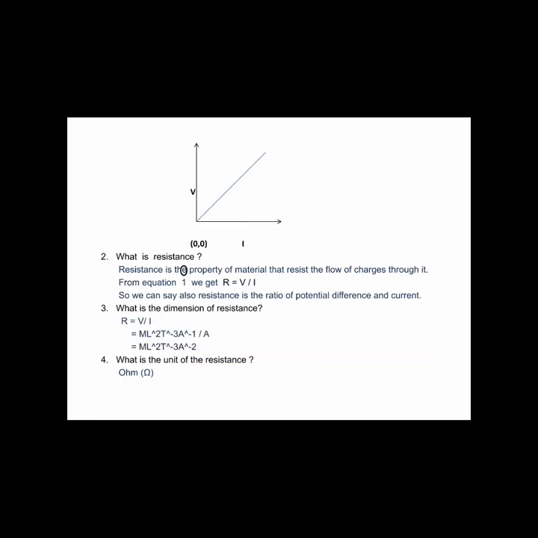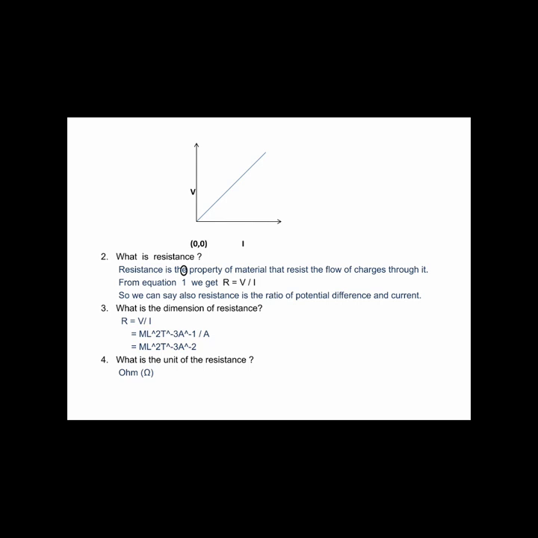This equation is like the equation of a straight line, y equals mx plus c. Here c is equal to 0. So if you plot a graph of V versus I, the nature of the graph will be a straight line starting from the origin. What is the resistance?